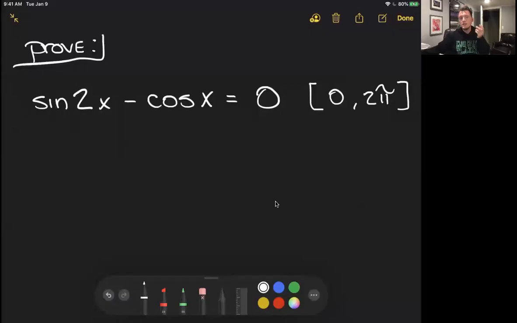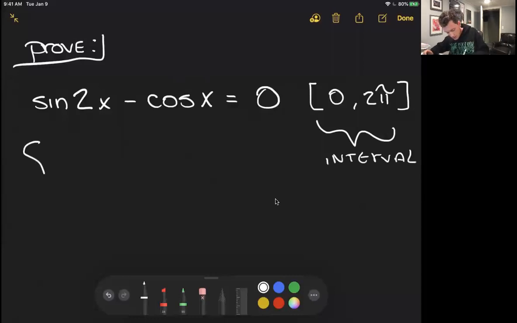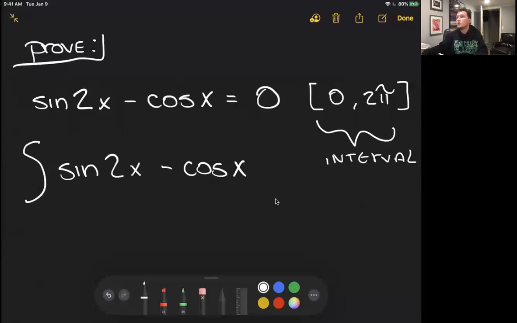Alrighty, you guys. So the last thing we're going to do today is prove that the sine of 2x minus the cosine of x is equal to 0 on the interval from 0 to 2 pi. Because we have this interval right here, the best way to do this would be to integrate, because that's what intervals tell us. So we're going to integrate the sine of 2x minus the cosine of x from 0 to 2 pi.